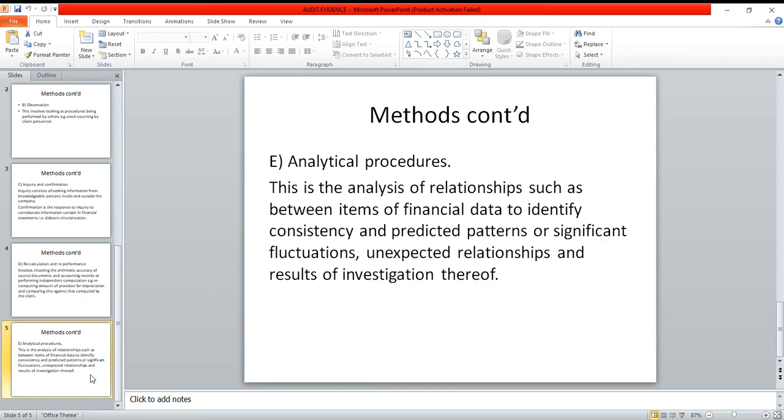So with these few methods we have learned, I want to say that an auditor can obtain sufficient and appropriate information that can support his opinion, or on which his opinion is based, so that at the end of the day, the auditor is able to ascertain which type of opinion he has to express on those financial statements.